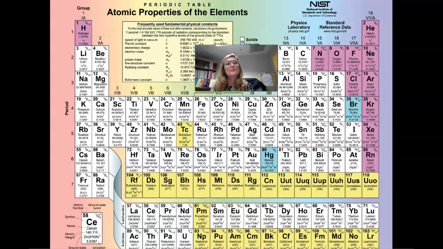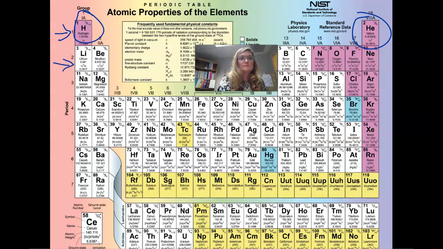Now, to determine how many energy levels go around the nucleus, you look to see what row it's in. For example, row 1 contains hydrogen and helium going across. When it goes across like this, this means that there will be one energy level around the nucleus, and so that's where you're going to find the electrons. Row 2, which is lithium, beryllium, going on through boron down to neon, those are going to have 2 energy levels around the nucleus.